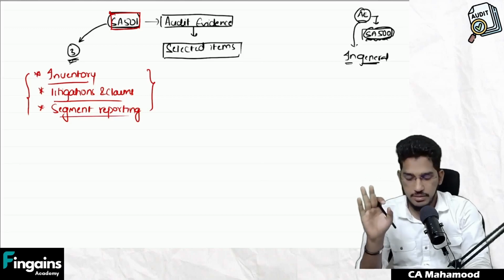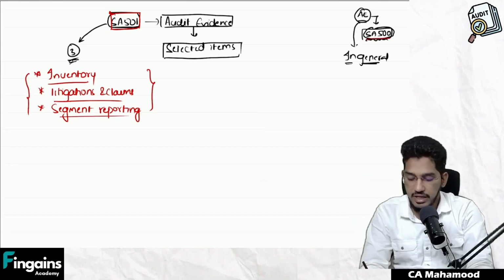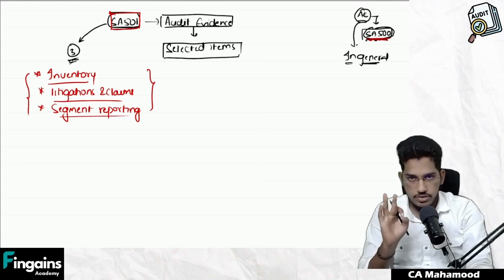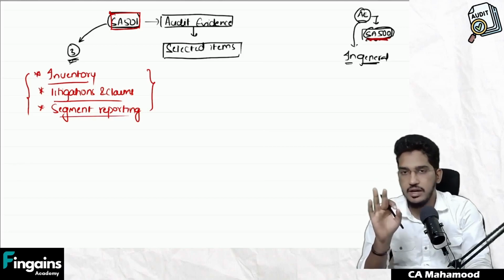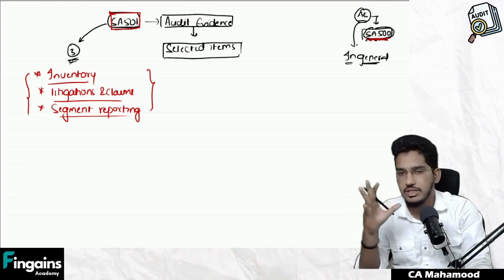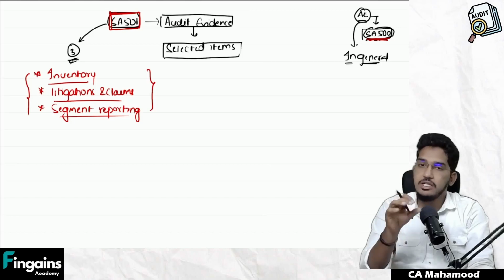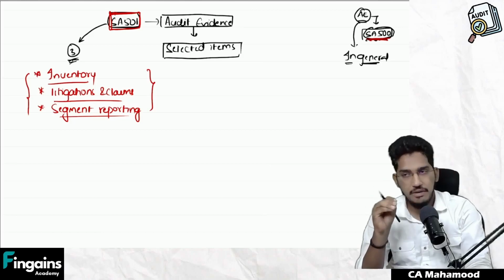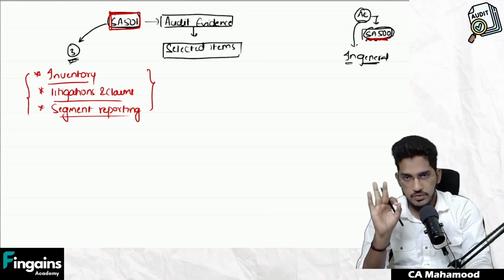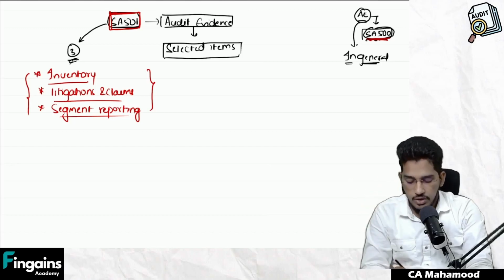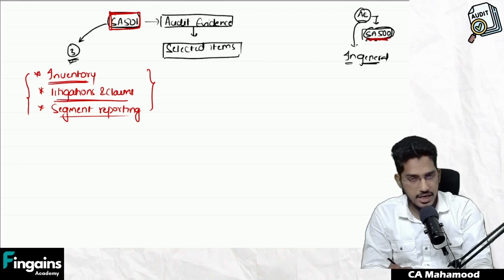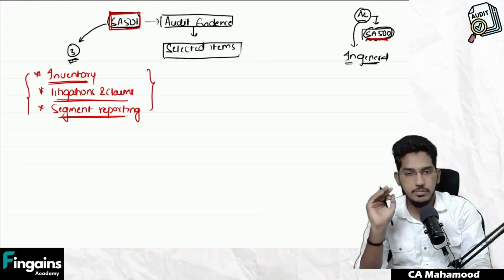Understood? Clear, everybody? Understood the difference between 500 and 501? SA 500 talks about audit evidence, but it is a general standard talking about overall audit evidence in a broader way. However, SA 501 is also talking about audit evidence, but it is a specific standard. It is talking about only how to obtain evidence regarding three selected items: how we can obtain audit evidence regarding inventory, litigations and claims, and segment reporting.